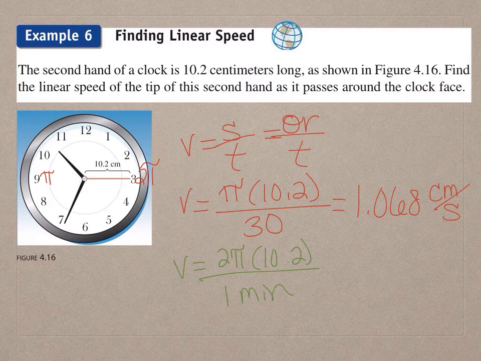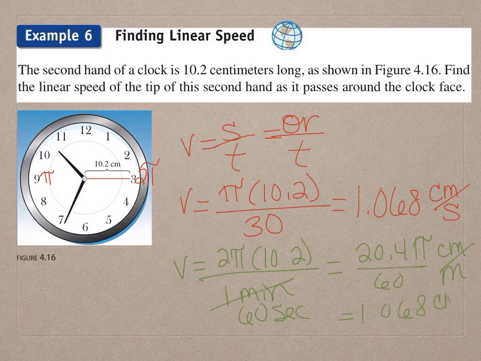which would give us 20.4 pi centimeters per minute. Or if you didn't do it as minutes and you wanted to stick with seconds, it would be over 60 seconds. And this divided by 60 is going to give you that same 1.068 centimeters per second. So either way you would like to think about it, doesn't matter how many rotations you decide on, you just have to make sure that your time is corresponding to that.